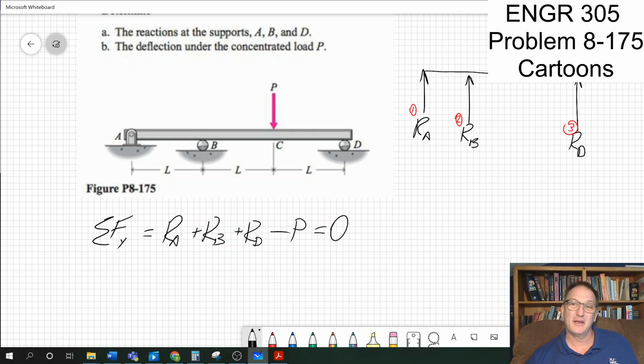And based on my experience from last time, I'm going with the sum of the moments about D. The reason for that is it's going to give me an equation that just has RA, RB, and P in it. So I'm already eliminating one. Maybe I should write that moment equation later, depending on what I get out of my cartoon.